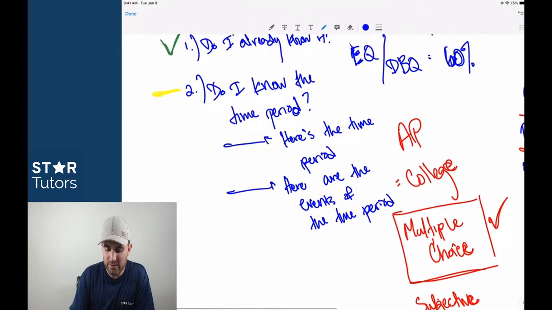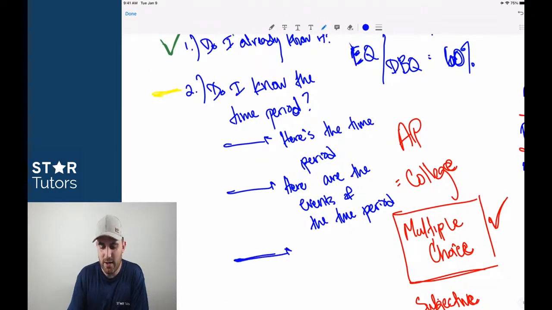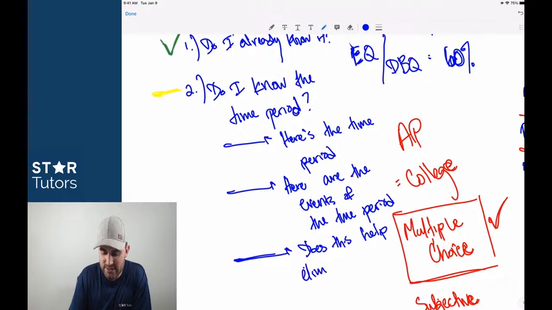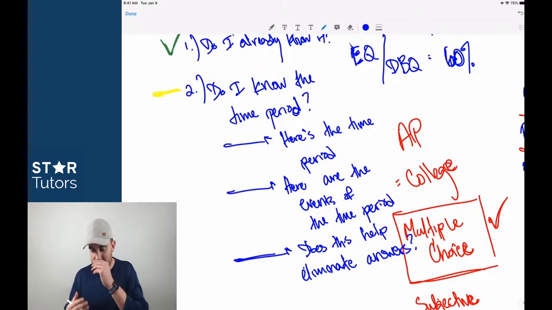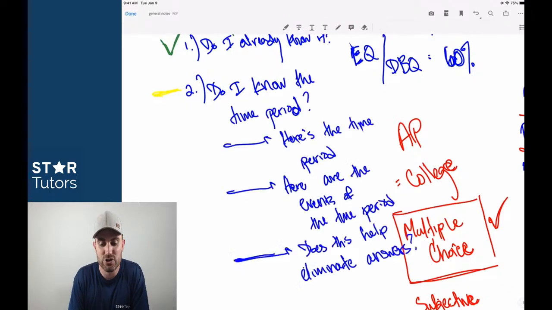And then finally, does this help me answer the question? Does this help me eliminate answer choices? Let's say that. Does this help me eliminate answers? And if it does help you eliminate answers, then there's a certain level of yes, I want to try to work through this.